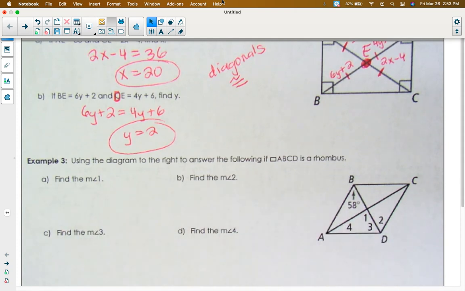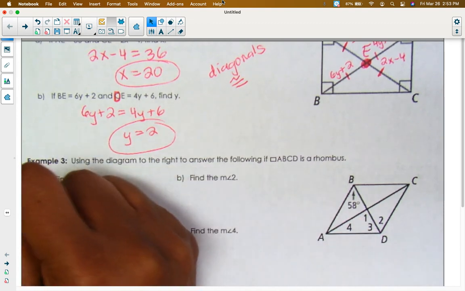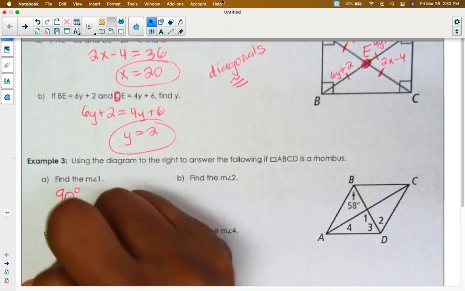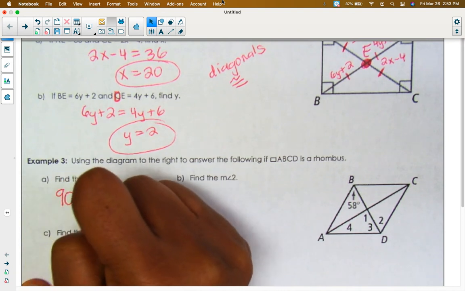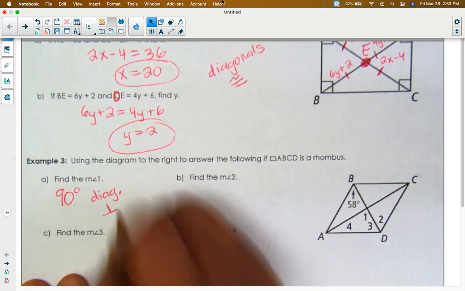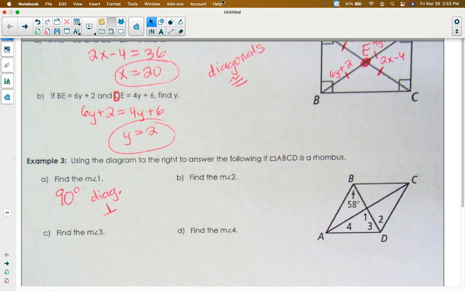Find the measure of angle 1. So the measure of angle 1 is going to be 90 degrees. How do I know that? Because diagonals are perpendicular. So that's a property of a rhombus that we know.